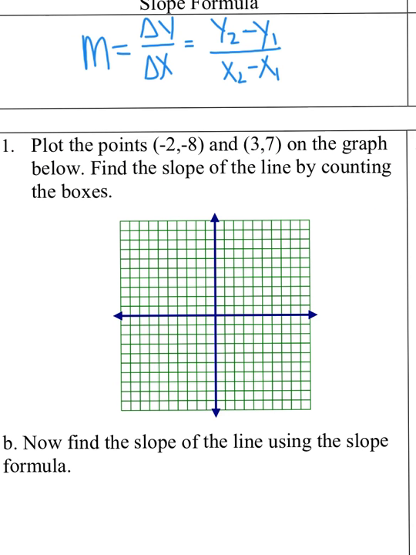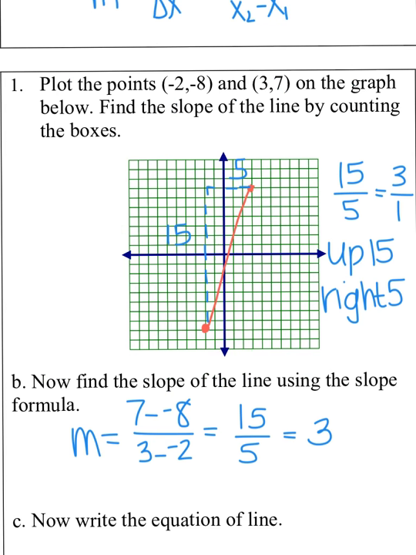Okay, so I want you to take a look at number 1, and it's asking you to plot the points on the graph below and then find the slope by counting the boxes. So using your graph, I want you to count what the slope is, so think rise over run. And then for B, I want you to actually use the slope formula. And then for C, you're going to write the equation of the line using what we know about y equals mx plus b. So take a second, pause the video, and then come back and check your answer.